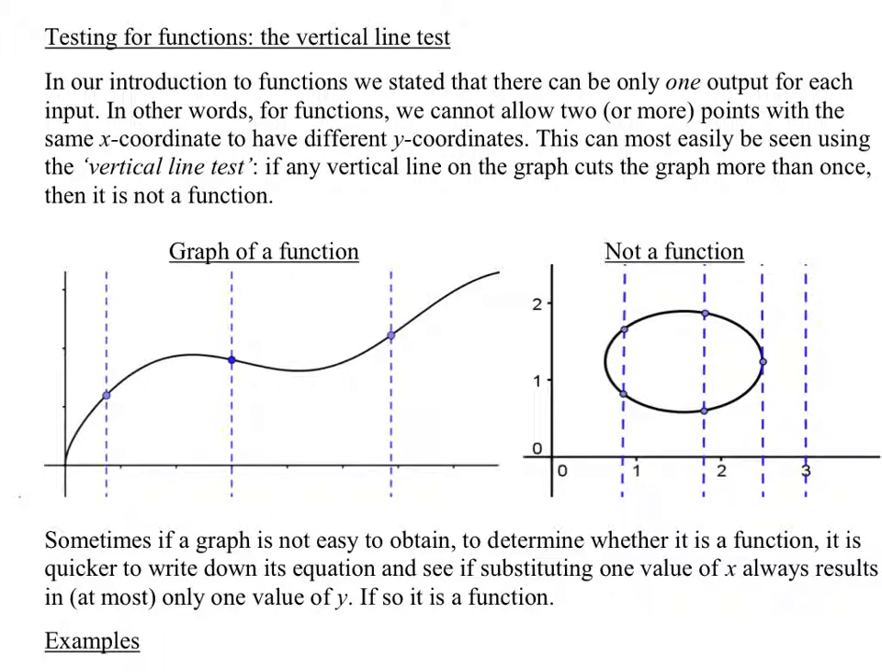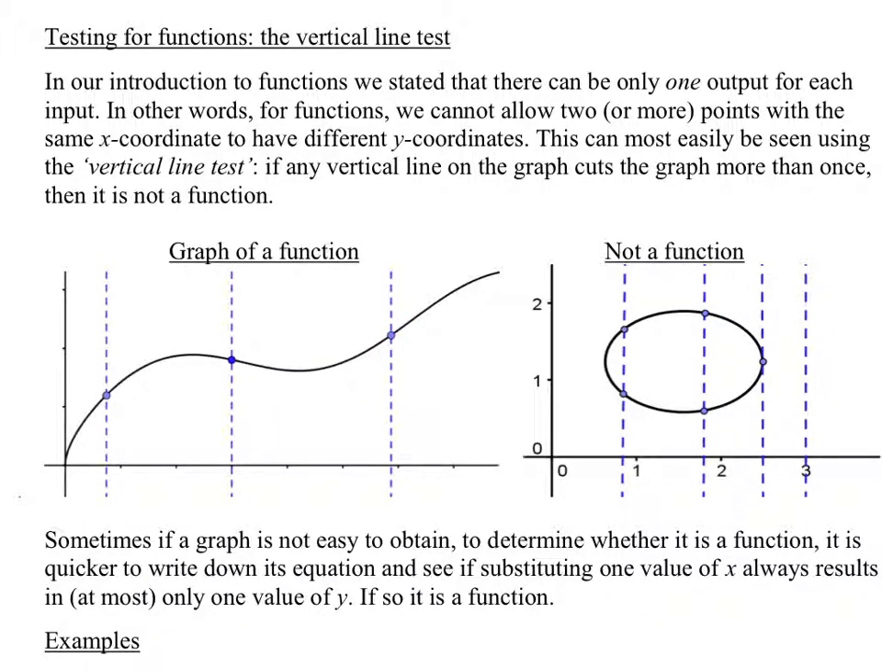The vertical line test just means that if you have a function, then if you draw a straight line, it only goes through the function, the graph of the curve, in one place, right here. So here's another vertical line, it goes through once. Another vertical line, it goes through once.